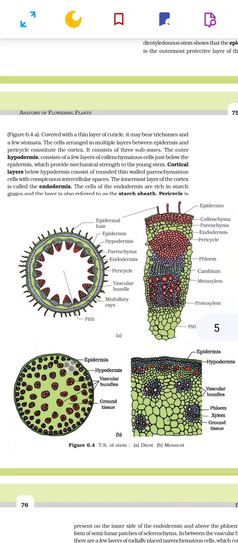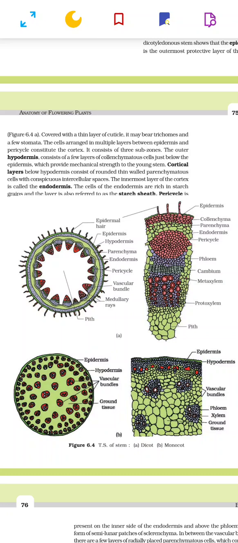In figure A, you can see the outermost layer, which is the epidermis, and from the epidermis, epidermal hairs arise. Below the epidermis, there is the cortex, and the upper portion of the cortex forms the hypodermis. In the dicot stem, the hypodermis is made up of collenchyma and parenchyma. Then below the hypodermis, there are cortical cells which are mainly parenchyma.